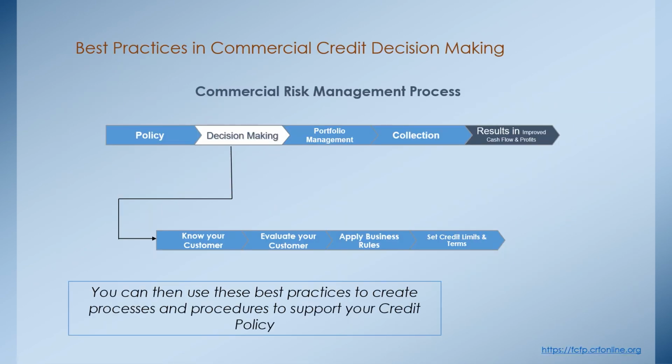So that ends our micro session on best practices in commercial credit decision making. We've covered know your customer, evaluate your customer, apply business rules, and set credit limits and terms. These should support your policy. So these processes and procedures using these best practices should support the policy that you laid out in your credit policy on how you will approve and onboard new customers.